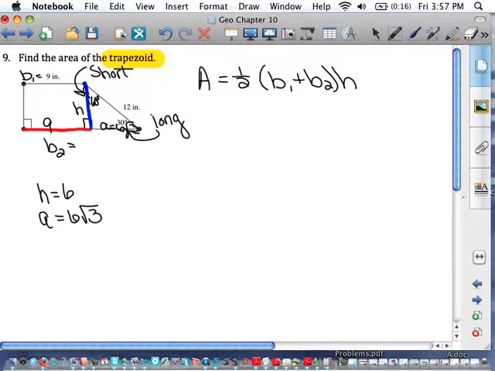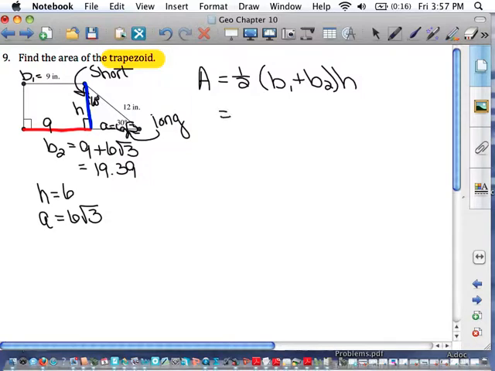So now I can add that together. 9 plus 6 square root of 3 gives me base 2. And again, you can go ahead and put that in decimal form. Don't tell me it's 15 root 3. That's not correct. Put in 9 plus 6 root 3. And you should get 19.39 as your decimal approximation.